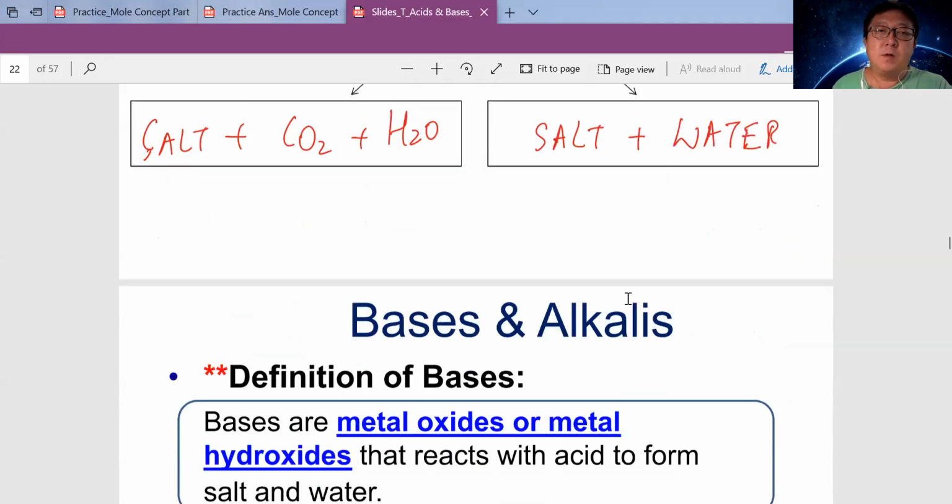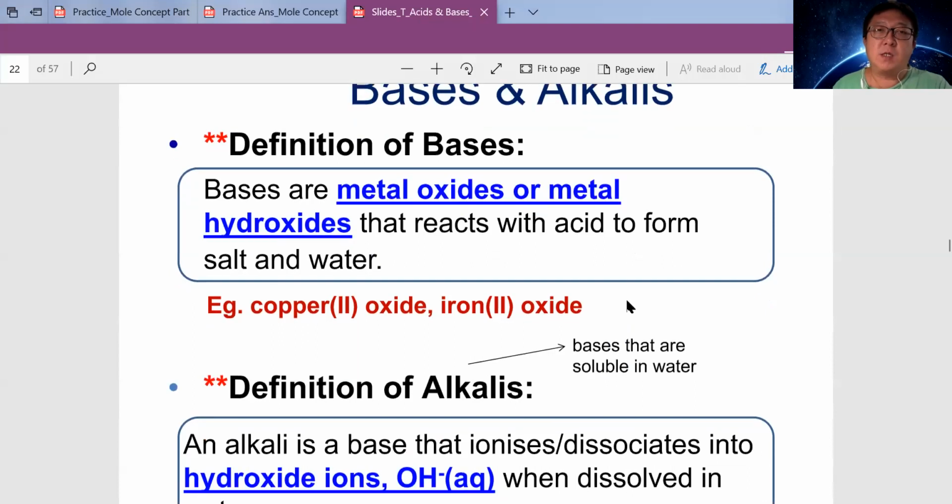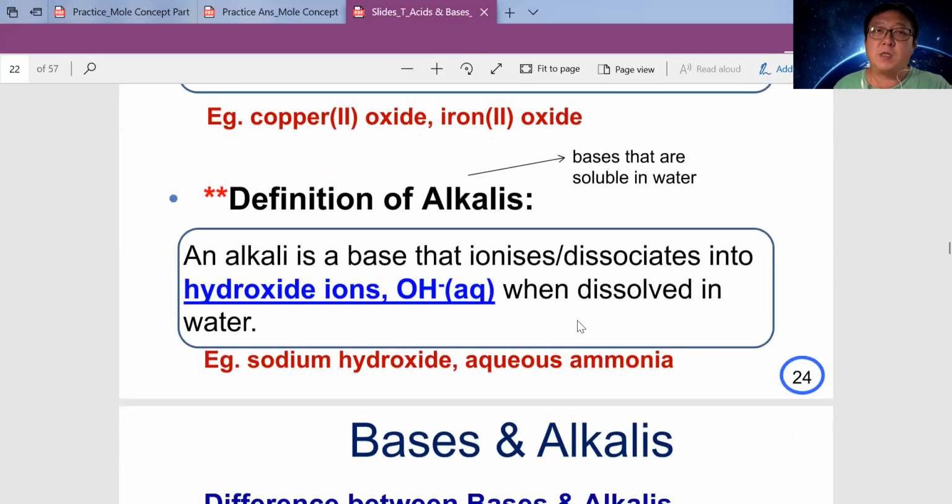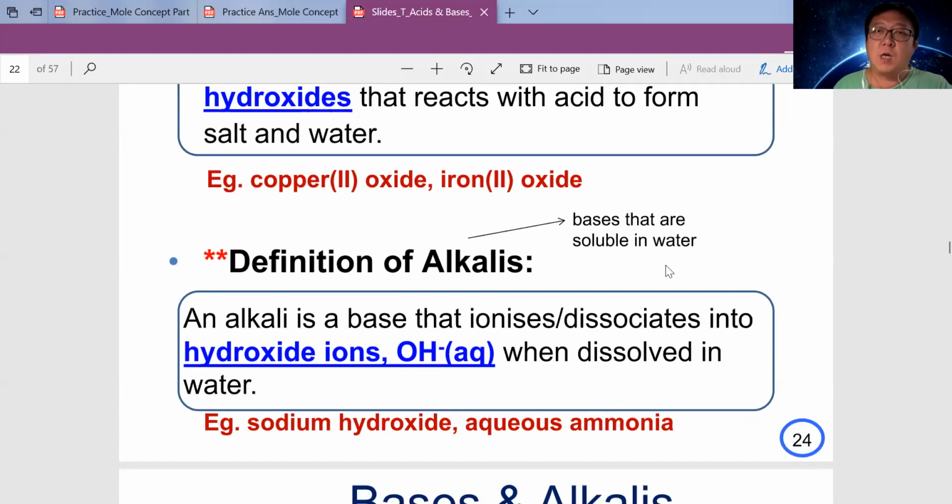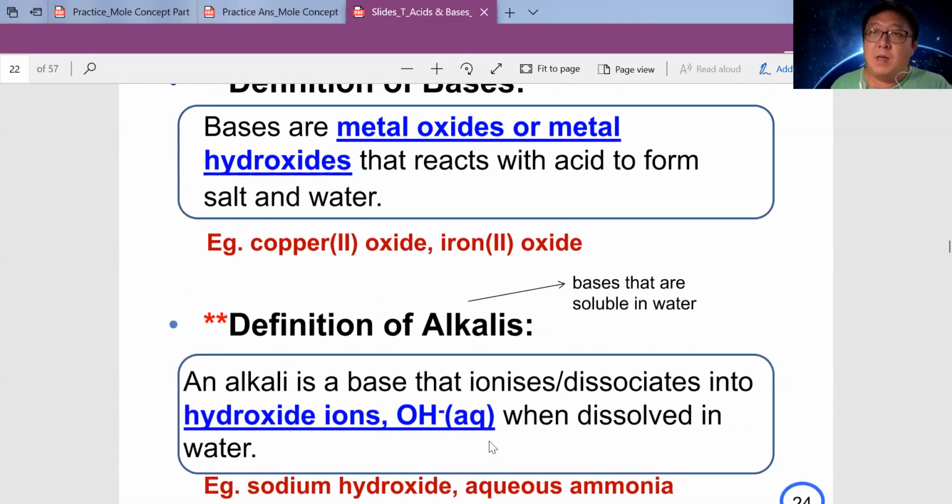Okay, let's go on. Bases. Definition of bases: they are metal oxides or metal hydroxides that react with acid to form salt and water. I think you all should know by now, all the oxides with a metal in front are called bases. Now we come to this special class. Definition of alkali: bases which are soluble in water, a base that ionizes and dissociates into hydroxide ions when dissolved in water. So you have sodium hydroxide and aqueous ammonia. Remember, we can say that all alkalis are bases, but not all bases are alkalis. I repeat again, all alkalis are bases, but not all bases are alkalis.